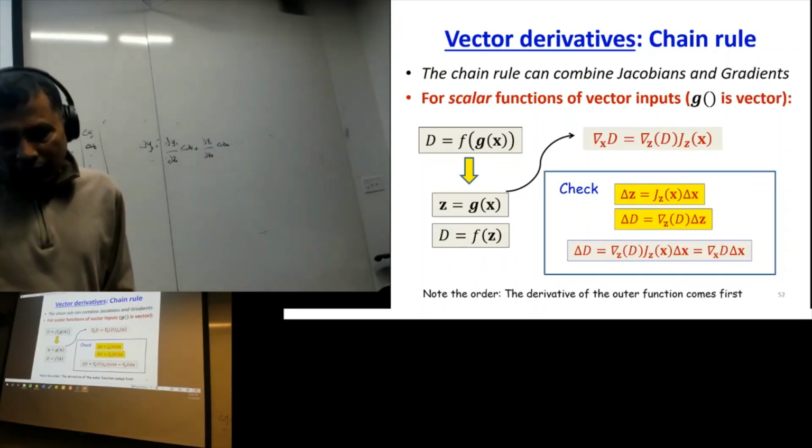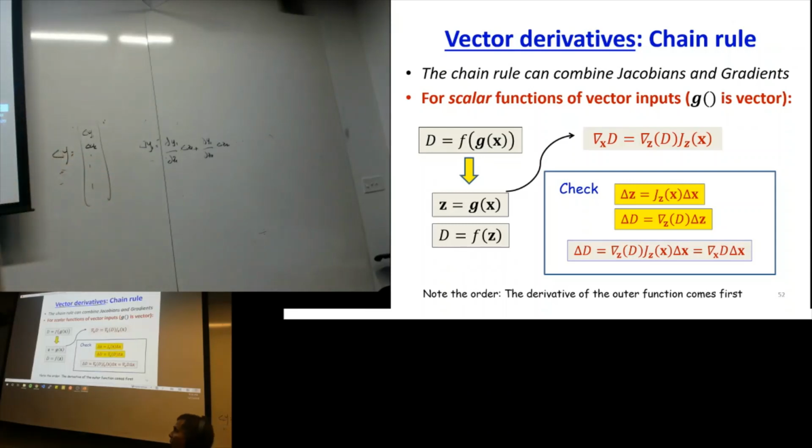Now, this is just a minor modification. If the function value that you're computing is a scalar, so if you have d, a scalar, which is a function f of a vector g of a vector x, now the derivative of d with respect to x is going to be the derivative of d with respect to z times the Jacobian of z with respect to x. Again, you can work it out.